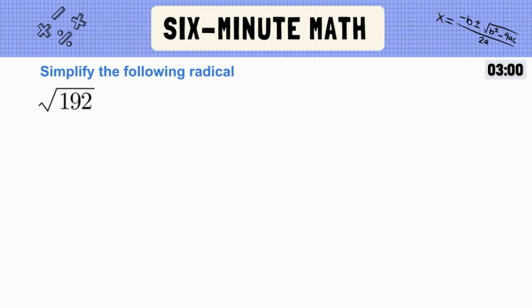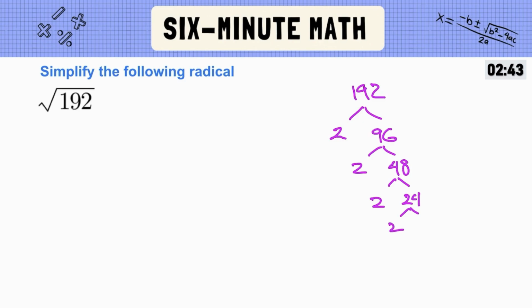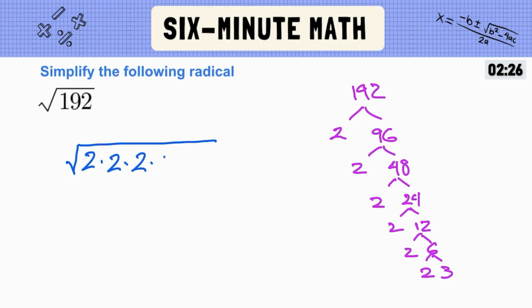On to another example here. We have root 192. Let's factor tree this one. We have 2 and 96, 2 and 48, 2 and 24, 2 and 12, 2 and 6, and then 2 and 3. We have our prime factorization, which I will put under my root sign. We have 6 2's, 1, 2, 3, 4, 5, 6, and 1 3.